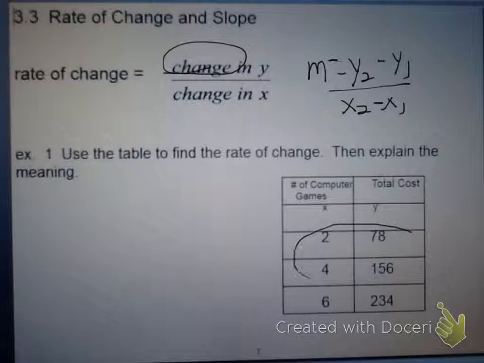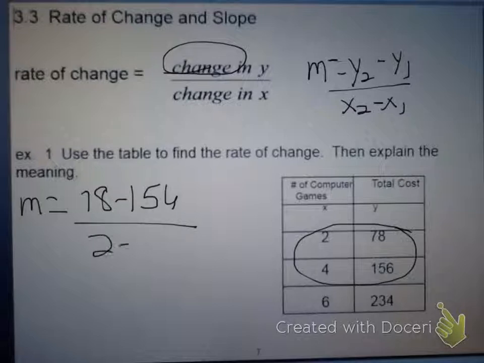You can pick 2 points, find the slope using the formula, y2. You could do 78 or 156, it doesn't matter. 78 minus 156 over 2 minus 4. 78 minus 156 is a negative 78 over 2 minus 4 is a negative 2, which is 78 divided by 2 is a positive 39. So your slope is 39.